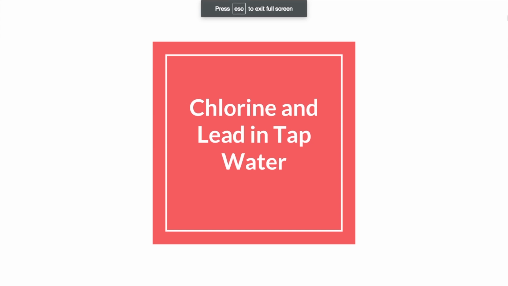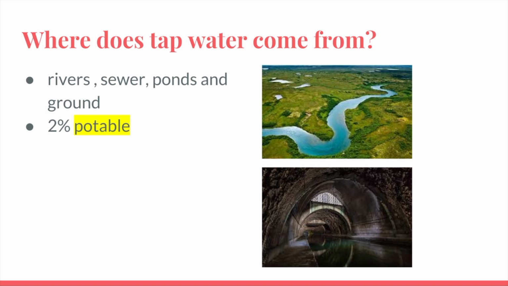Today we will be talking about chlorine and lead in tap water that we drink. The first step is, where does tap water come from? Tap water comes from the sewer, rivers, ponds, and the water within the ground and under the ground. So here we just have some pictures of where we might find the water that we drink.